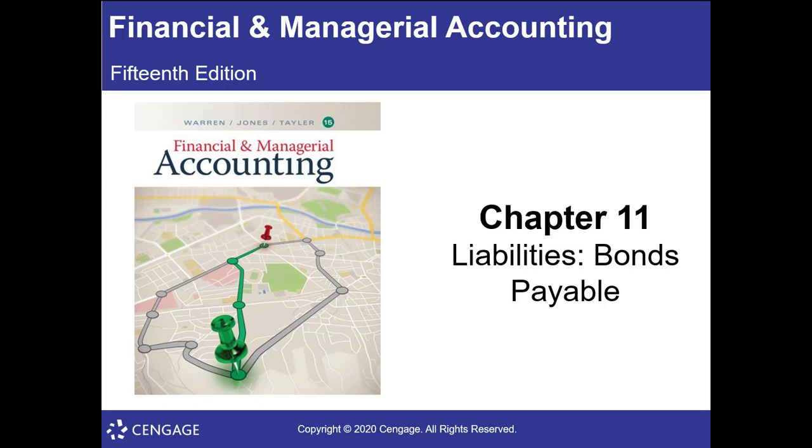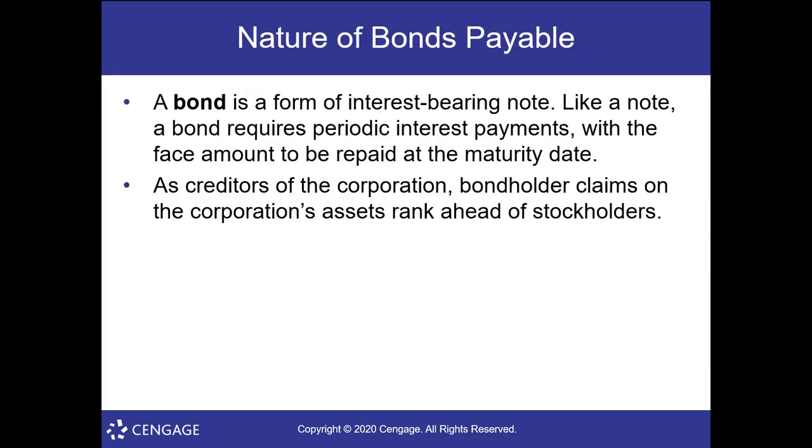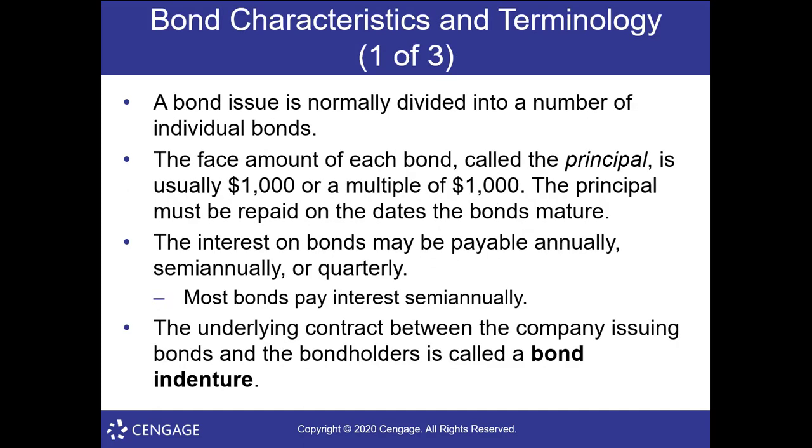Okay, our last chapter is chapter 11, bonds payable. A bond is an interest-bearing note. It pays out interest on a periodic basis, with the full face amount of the bond to be paid when the bond matures. Bonds typically sell in units of 1,000, and they have a maturity date.